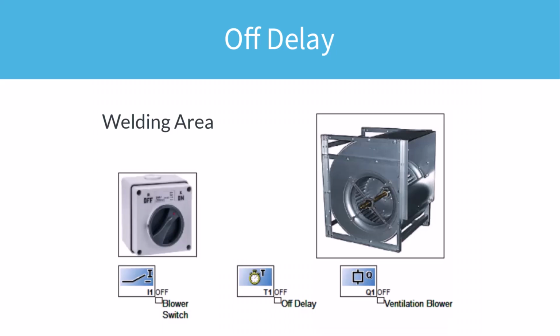Smart relay simulation software is used to demonstrate operation of the circuit. When the switch is activated, the blower immediately turns on. When the switch is deactivated, the blower remains on for the duration of time set on the timer. Once the time off duration has elapsed, the blower shuts down.